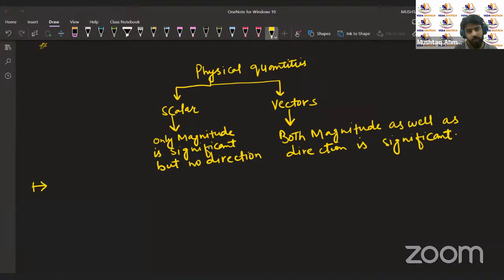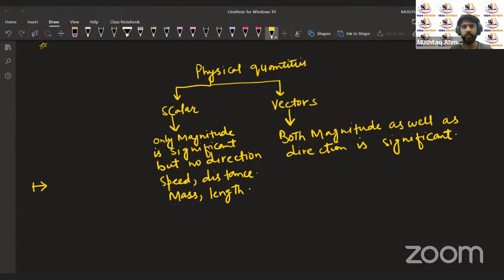Suppose we have speed. Speed is a scalar quantity. Distance is a scalar quantity. In all these quantities, or we can say mass, amount of a substance, is also a scalar quantity. Length is also a scalar quantity. So all these quantities are called scalars because the direction has no importance for these physical quantities, and they follow normal algebraic addition and subtraction.